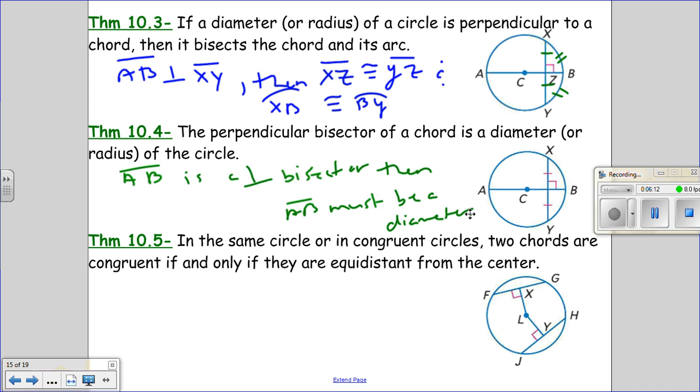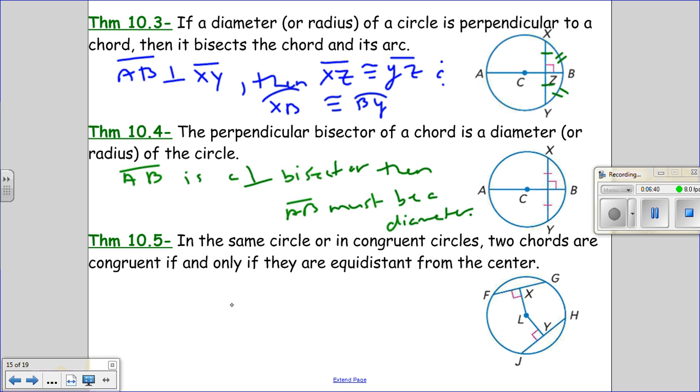So it's kind of saying theorem 10.3 in reverse. So it's telling you that it's a bisector, a perpendicular bisector, so it has to be a diameter. On 10.3, it was telling you the diameter was perpendicular, then it bisects the chord and its arc. Notice 10.4 didn't say anything about the arcs.